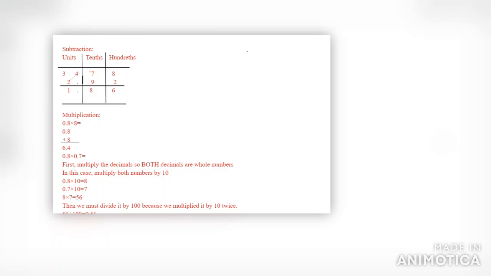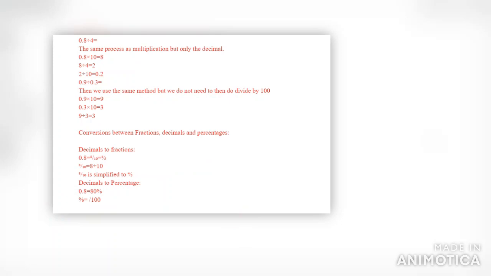Next, division. If we were doing an example, 0.8 divided by 4, it uses the same process as multiplication, but only times the decimal. 0.8 times 10 equals 8, and 8 divided by 4 equals 2. So 2 divided by 10, because it's only been multiplied by 10 with the 0.8, would equal 0.2.